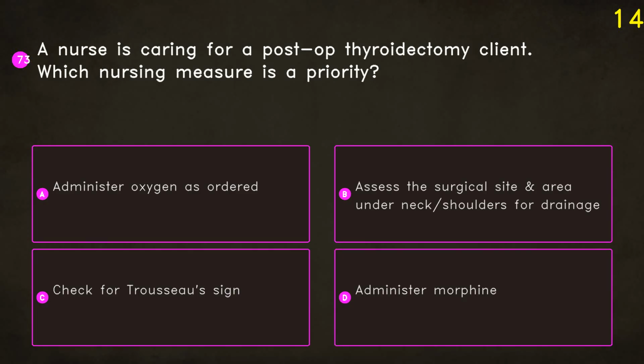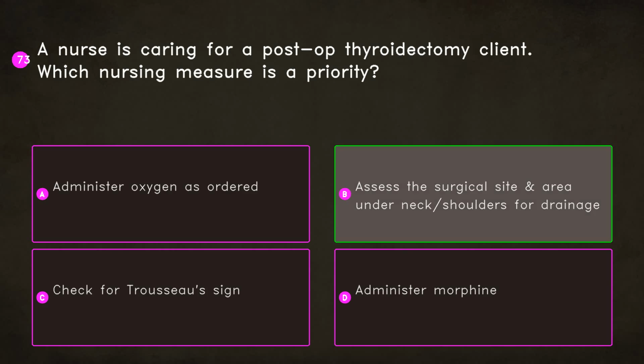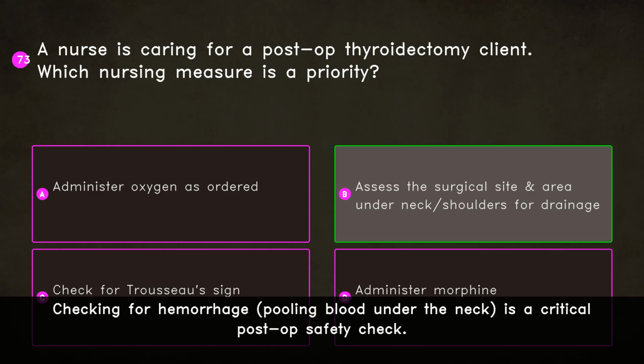Question 73. A nurse is caring for a post-op thyroidectomy client. Which nursing measure is a priority? A. Administer oxygen as ordered. B. Assess the surgical site and area under neck/shoulders for drainage. C. Check for Trousseau's sign. D. Administer morphine. The correct answer is assess the surgical site and area under neck/shoulders for drainage. Checking for hemorrhage, pooling blood under the neck, is a critical post-op safety check.